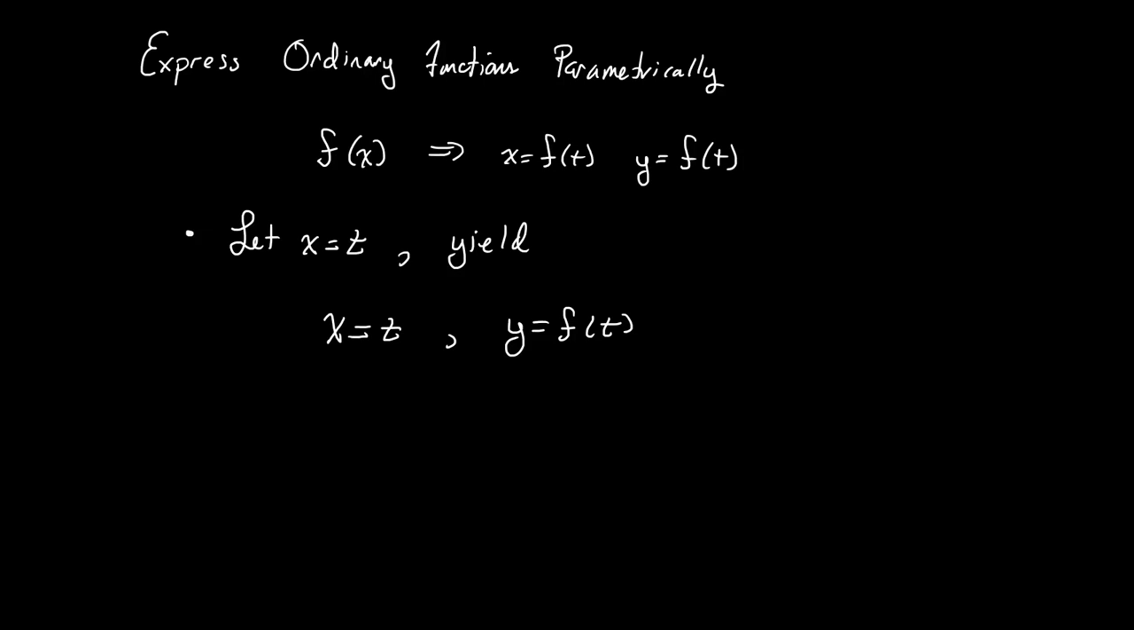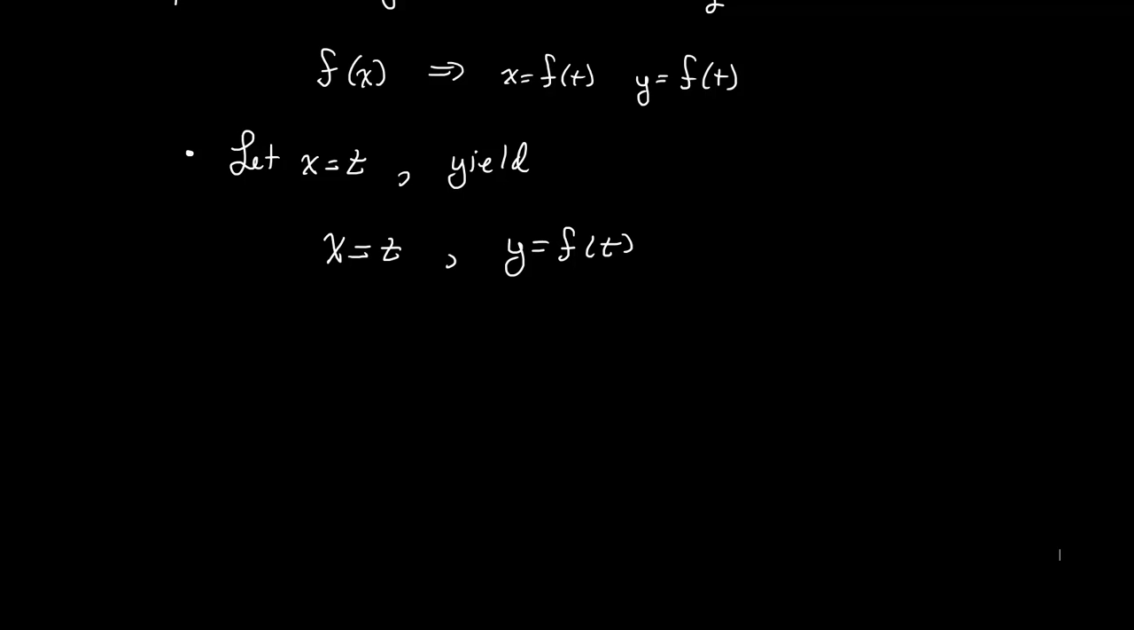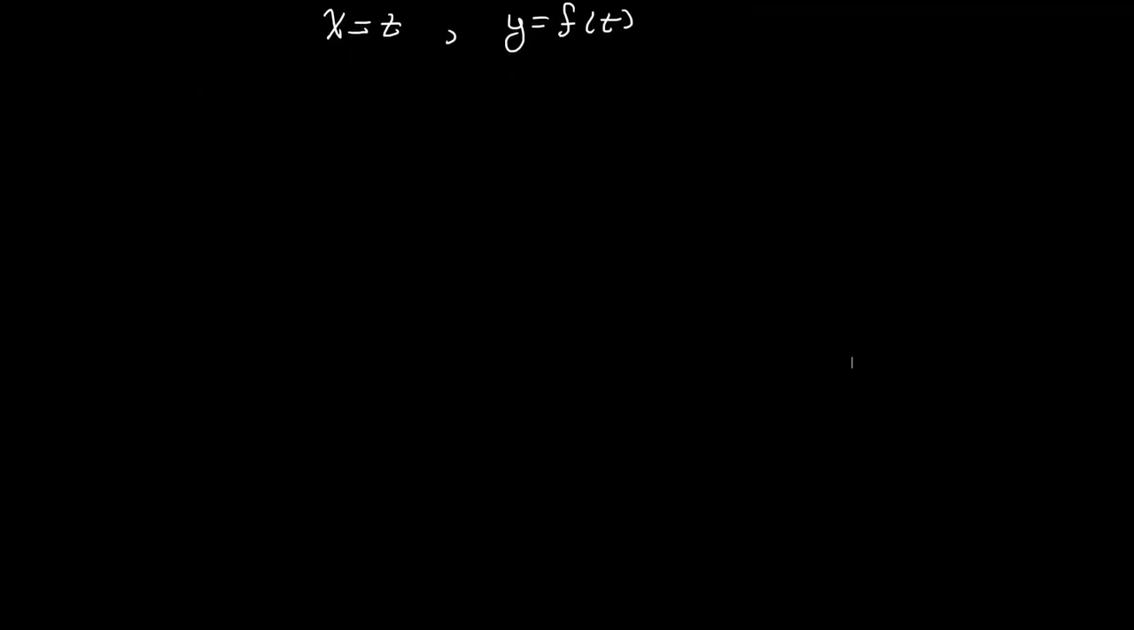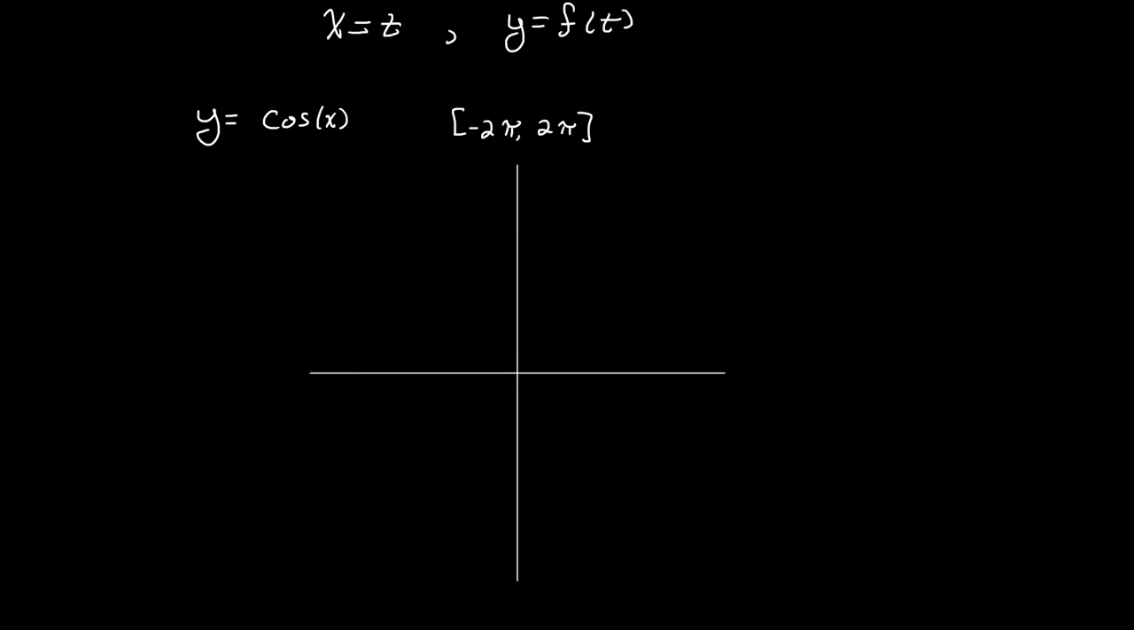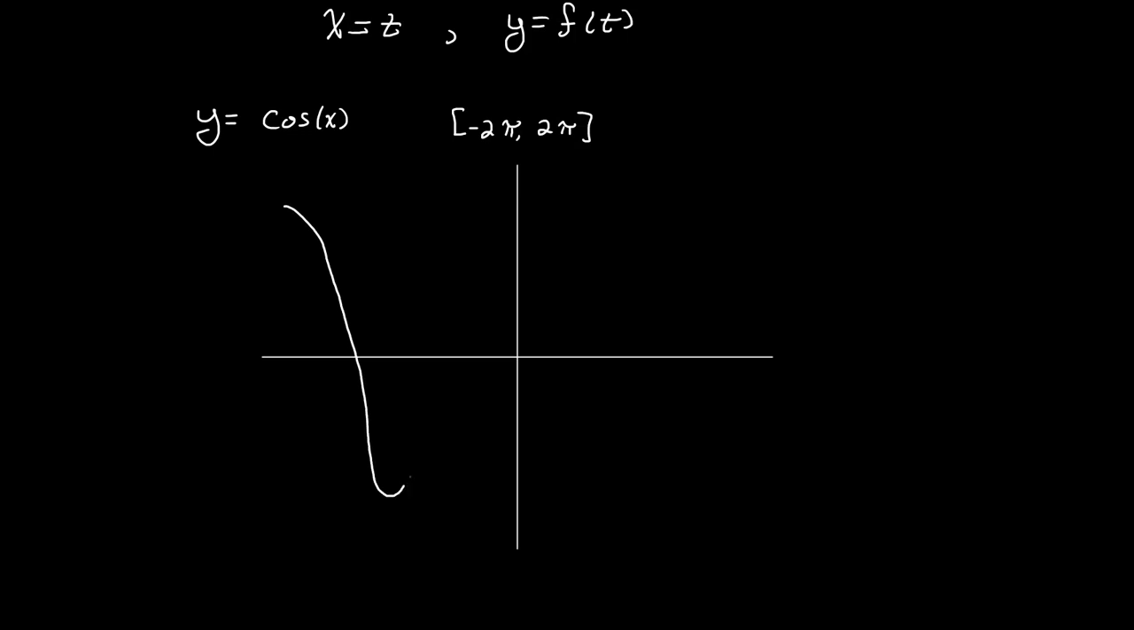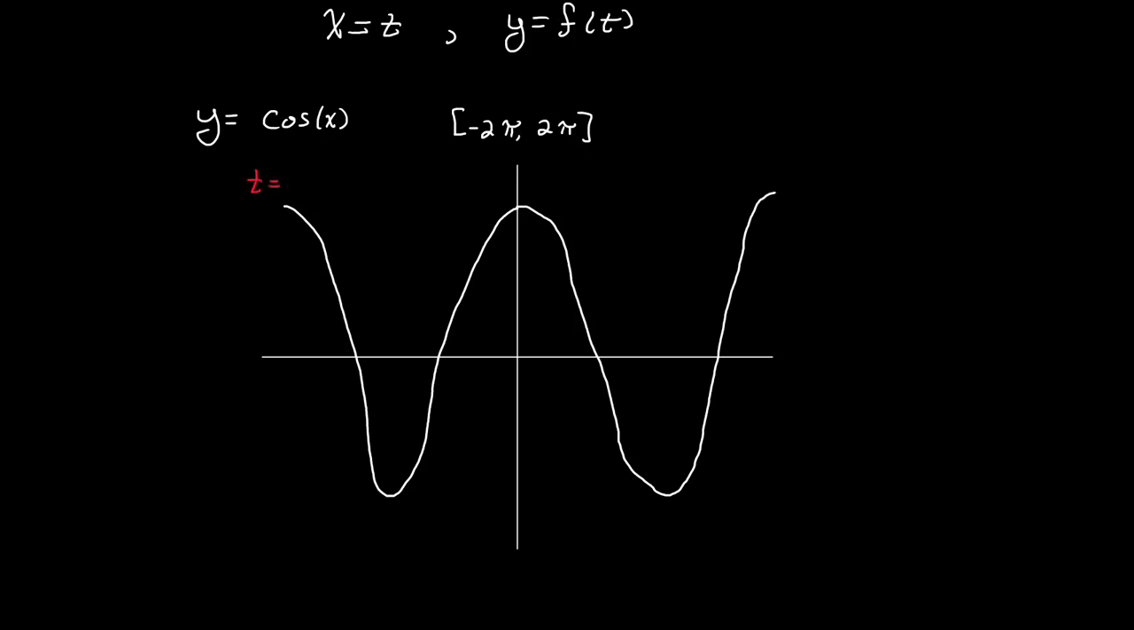So let's go ahead and try an example. Let's say we just have a nice trig function. We'll use cosine of x, restricted between negative 2 pi and 2 pi. This guy will start up here, dip down, and come back up, and this is from negative pi to 0, and then we go from 0 until 2 pi.